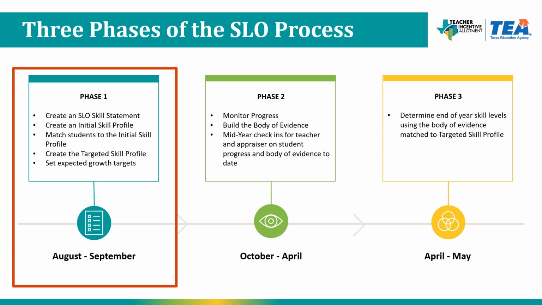Phase 3, evaluation. At the end of the year, the phase evaluates students' final skills based on the collected evidence. It determines whether students have met their growth targets. These are 3 distinct phases, and they ensure a comprehensive and structured approach to the SLO process. Let's dive into the details of Phase 1.